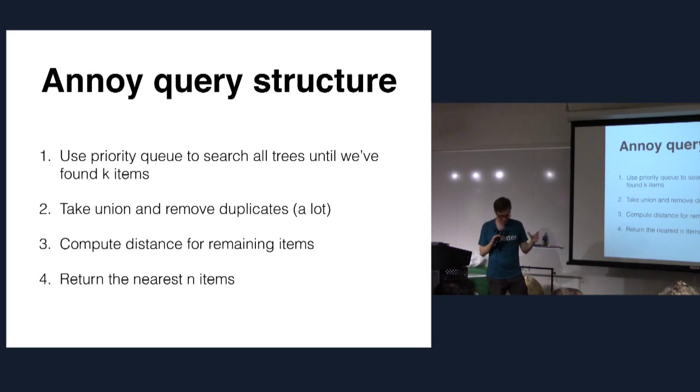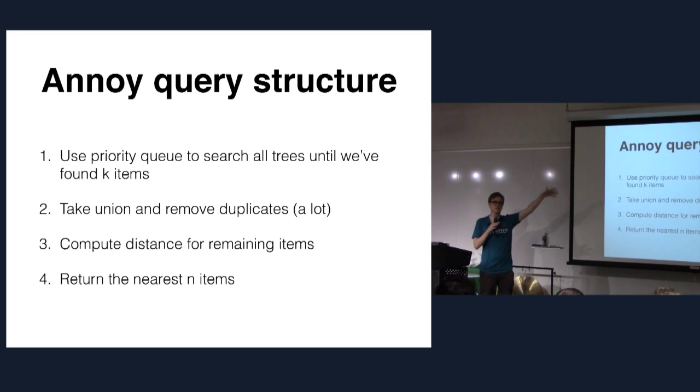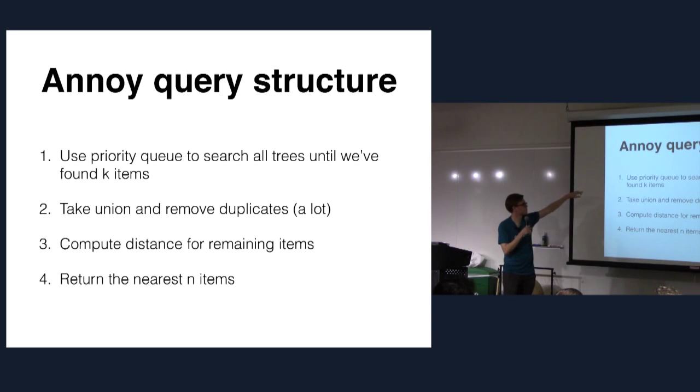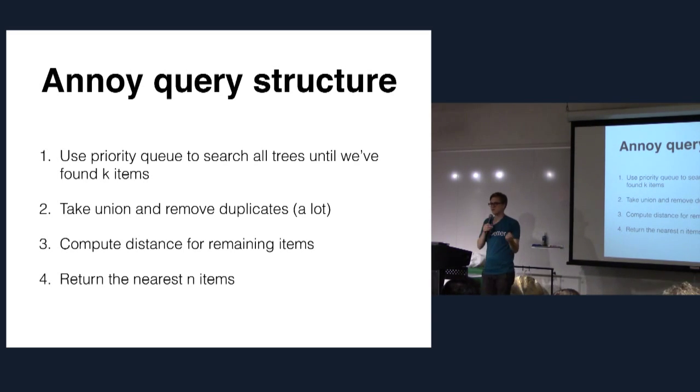So now we've got all the basic pieces in place. Let's talk about how we actually do this. This is the overview. First we search all these trees using a priority queue. Then, since we have many trees, the same item occurs in multiple trees, so we're going to remove the duplicates. Now we have a set of points left, maybe like 1,000. Now we're actually going to compute the real distance for them, and then we're going to sort it and return the top 10 or whatever.